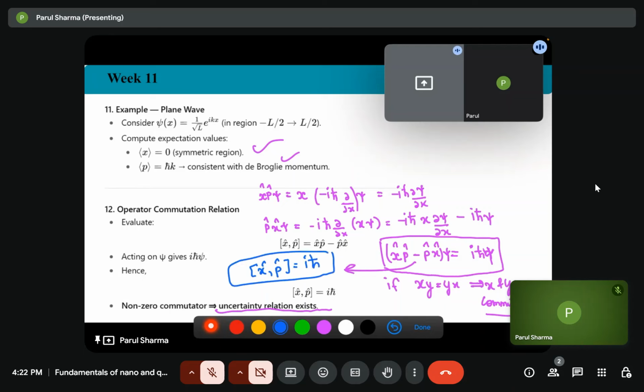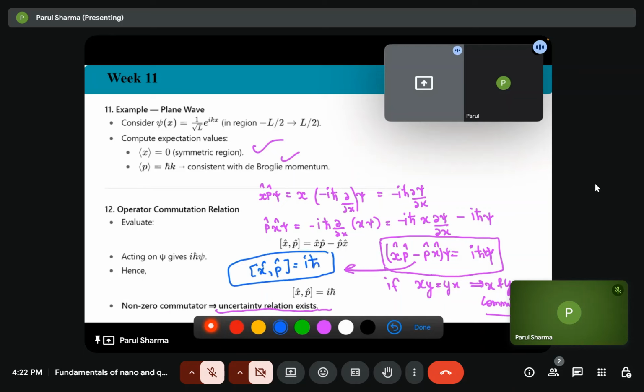So the meaning of the commutator: if AB equals 0, the operators commute, and we can measure them simultaneously. If AB is not equal to 0, the operators are conjugate, and there exists an uncertainty relation between these two variables.